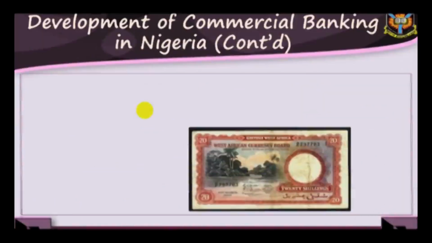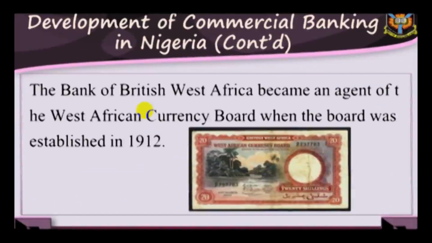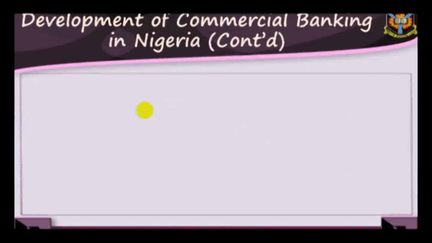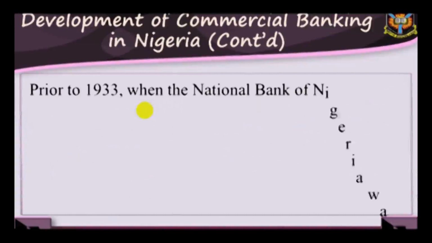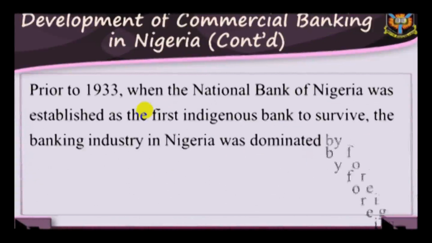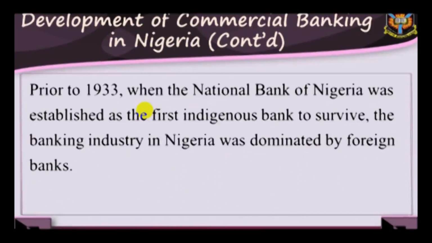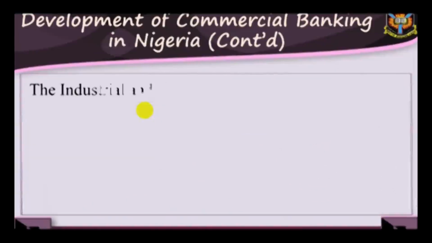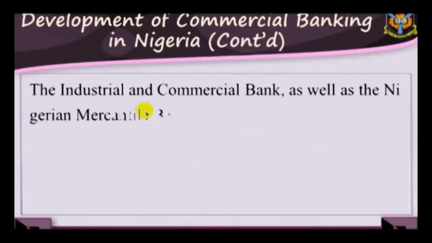The Bank of British West Africa became an agent of the West African Currency Board when the board was established in 1912. The bank had until then been the principal importer of currency from the British Treasury. Prior to 1933, when the National Bank of Nigeria was established as the first indigenous bank to survive, the banking industry in Nigeria was dominated by foreign banks.